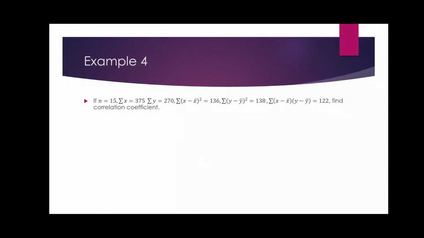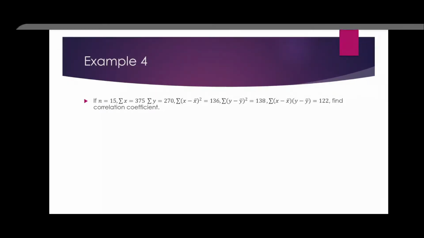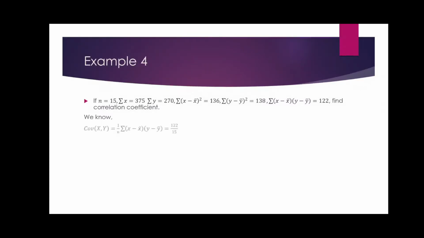So what is the different formula? First remember, what is the formula of correlation coefficient? Correlation coefficient is basically covariance of xy divided by the standard deviation of x times standard deviation of y. So all I need to do is find the standard deviation and covariance individually and put them into the formula.